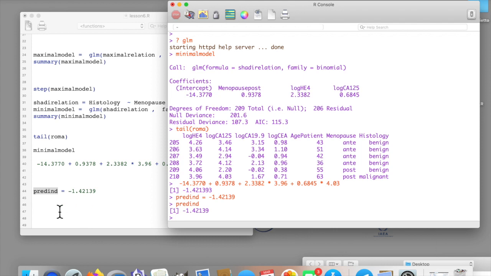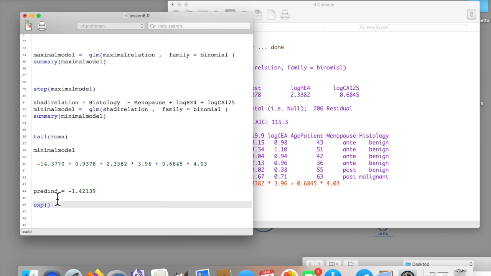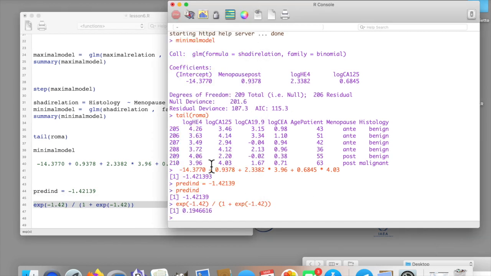Well, never mind. We can compute the probability to have a malignancy just computing the exponential of this number. Or if you want to be more clear, just this over 1 plus the exponential of the same number. And so a person having this and this biomarker, being in the postmenopausal condition, has a 19% probability, according to the model of Shadi, to be a malignant case. Okay, so good. This is everything about the R.